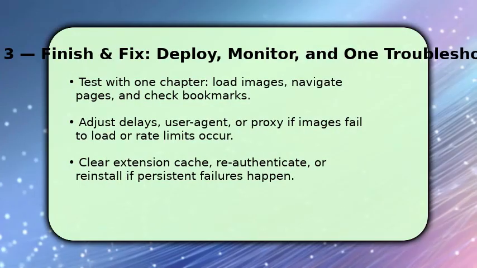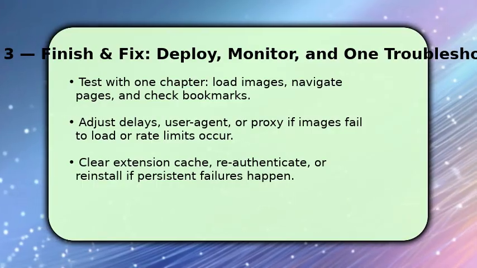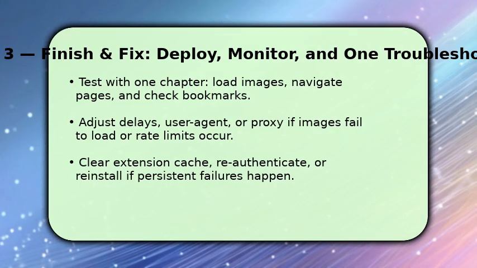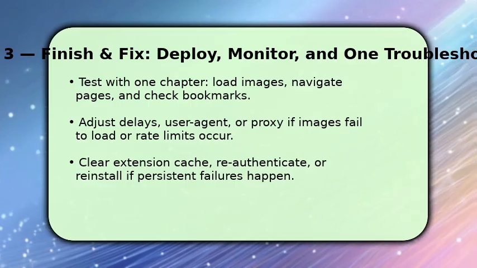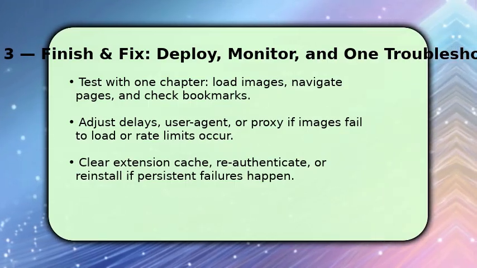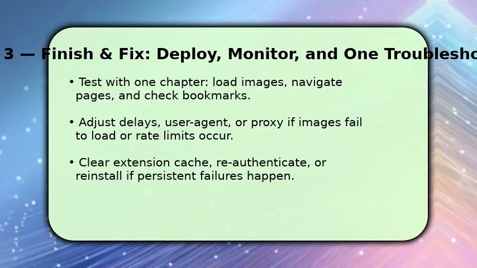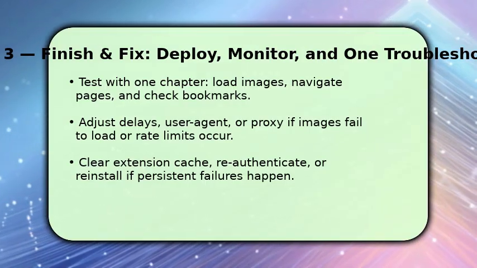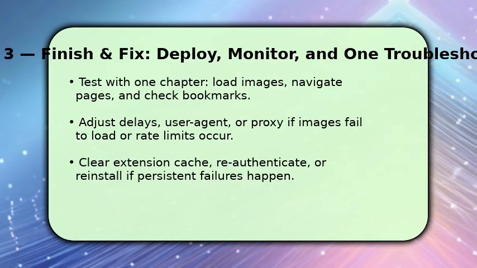Finish by testing a single chapter end-to-end. Load images, use next/prev, and save a bookmark. This proves the pipeline works. If pages fail, tweak request delays, change the user agent, or enable a lightweight proxy to avoid throttling. These fixes reduce server-side blocks.